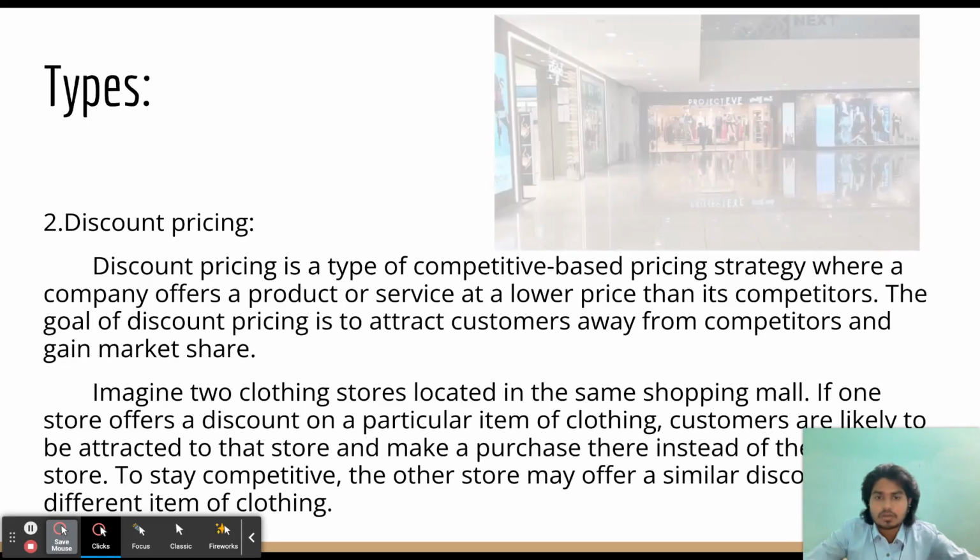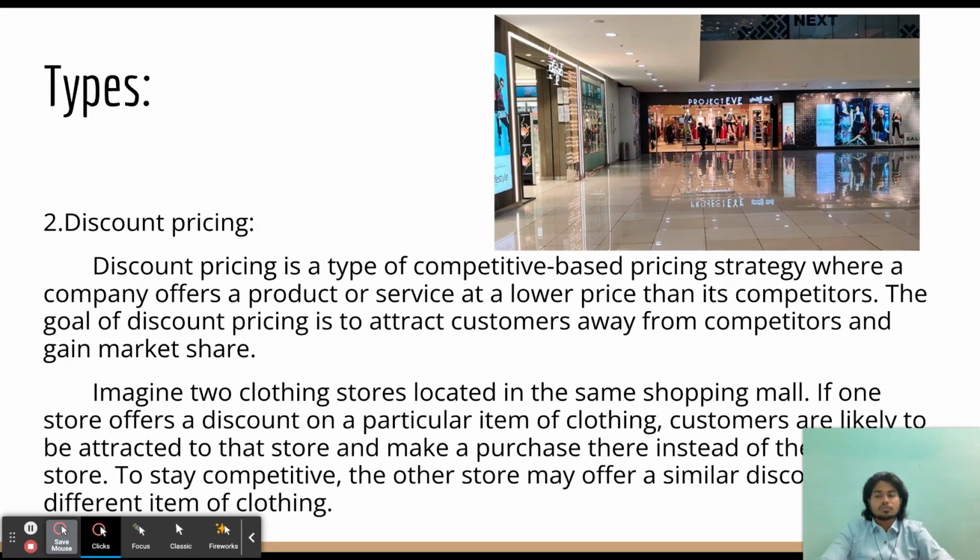Imagine two clothing stores, okay, located at the same shopping mall. If one store offers a discount, customers are likely to be attracted to that store and make a purchase there. To stay competitive, the other store may offer a similar discount. So both companies will be fighting back and forth, trying to set up discounts, so that customers will come to their store and not to the other store. They'll be going to and fro on setting their prices. So they'll come to a median point, having a period of time where both of them have the same discount, so that an equal amount of people go to each shop. This is called discount pricing.